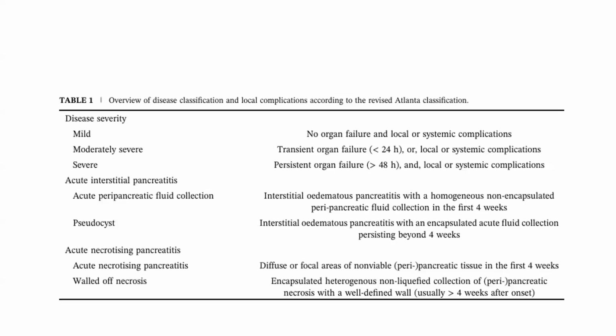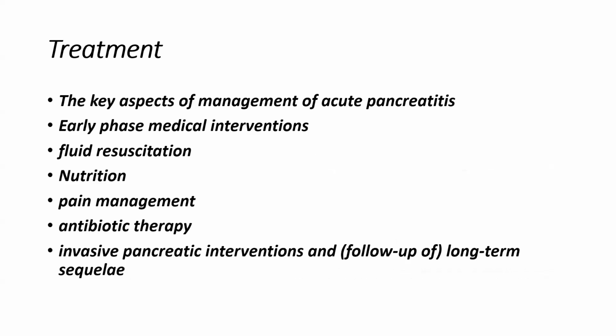Acute necrotizing pancreatitis: diffuse or focal areas of non-viable pancreatic tissue in the first 4 weeks. Then walled-off necrosis: encapsulated heterogeneous non-liquefied collection of pancreatic necrosis with a well-defined wall, usually more than 4 weeks after onset.